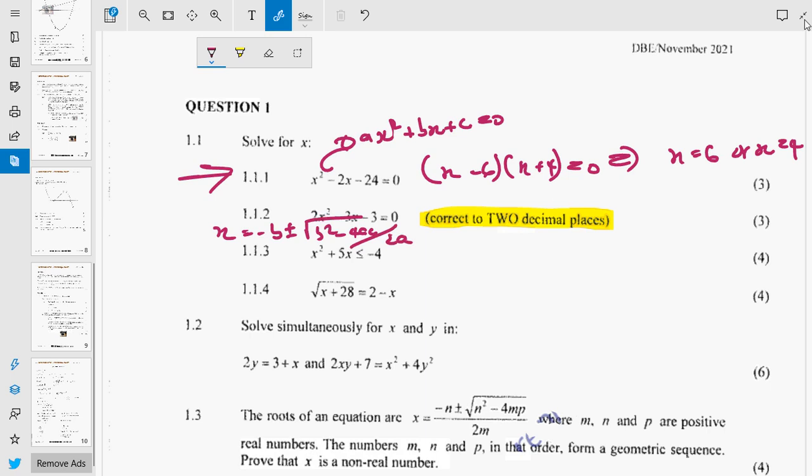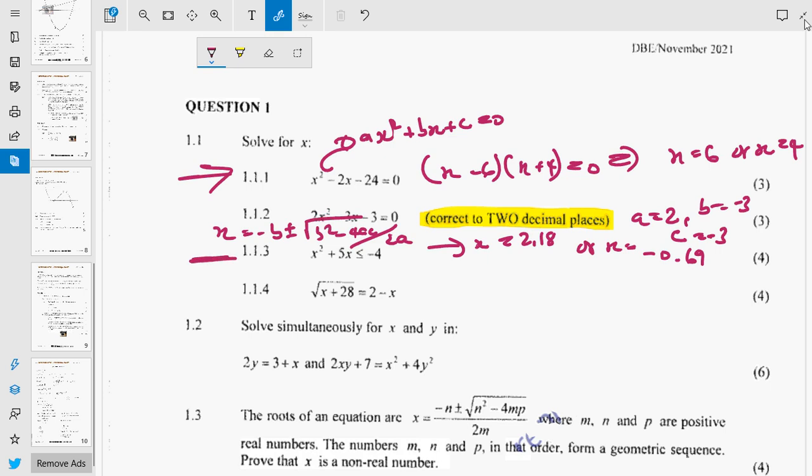So you can see from this equation that a is 2, b is minus 3, and c is also minus 3. So if you substitute everything in your quadratic formula, you're going to get that x is equal to 2.18, or x is going to be negative 0.69 if you round off to 2 decimal places.